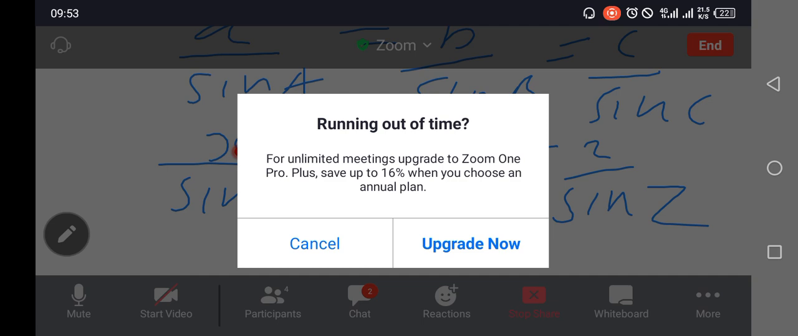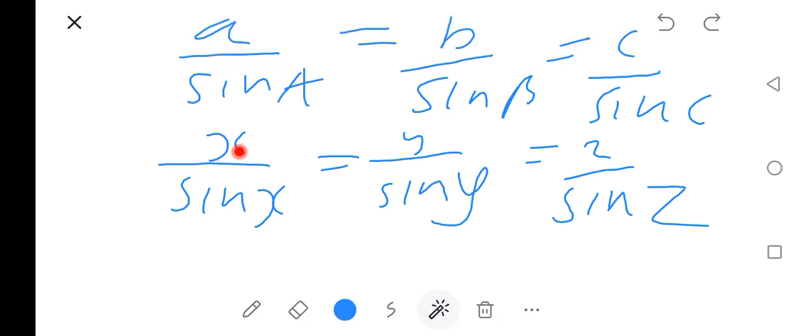Yeah, so I only have 10 minutes for this session. So in 10 minutes time, it will end the session. You have to log in again for the last session.